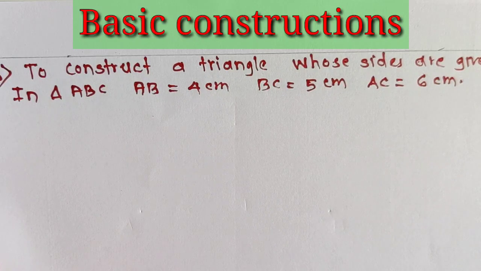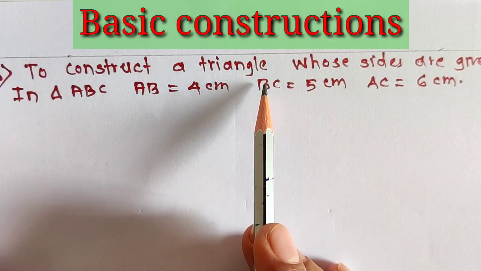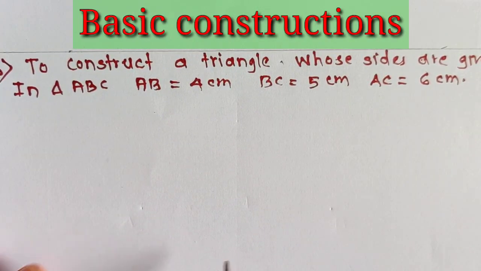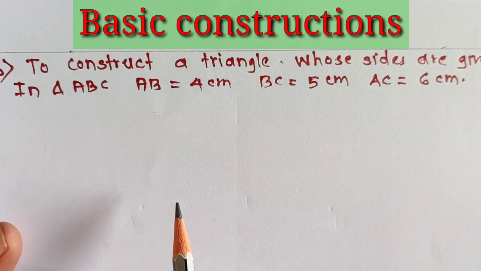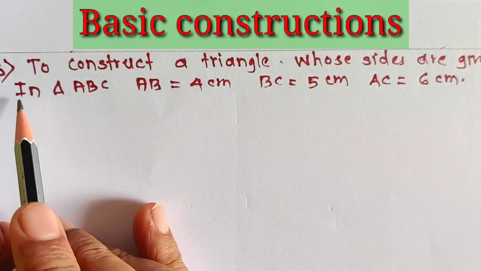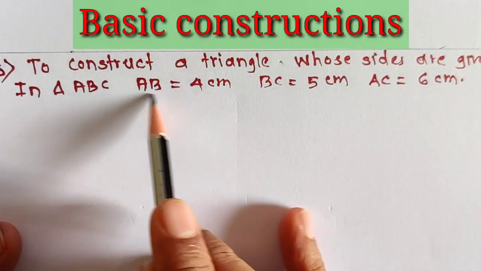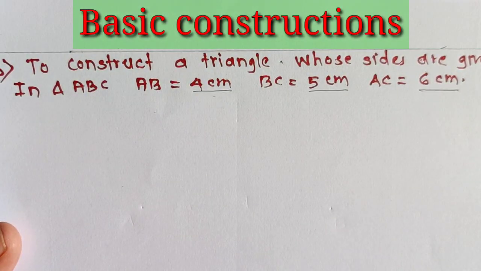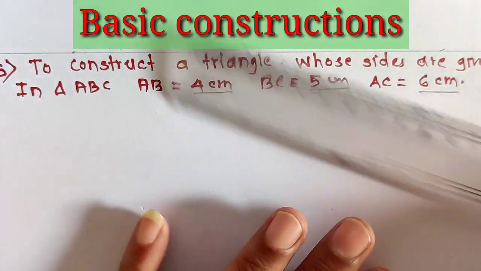Now, the fifth basic construction is to construct a triangle, which we have to use in the first exercise, to construct a triangle similar to the given triangle, whose sides are given. If 3 sides are given, for example in triangle ABC, AB is 4 centimeter, BC 5 centimeter, AC 6 centimeter, then construct that triangle ABC. So how to construct that triangle? First we have to construct a rough triangle. So here we are drawing the rough figure.